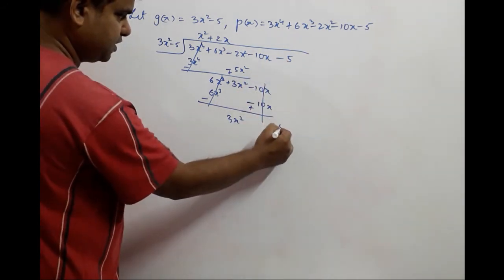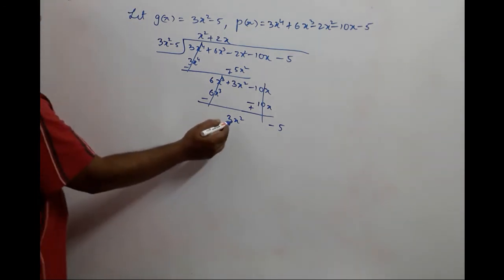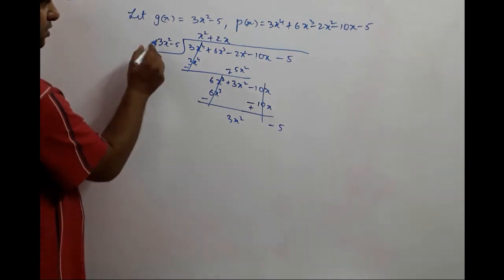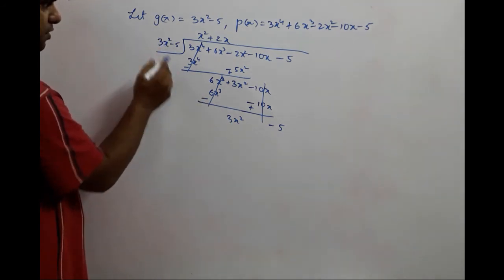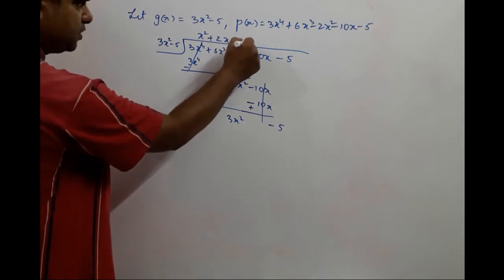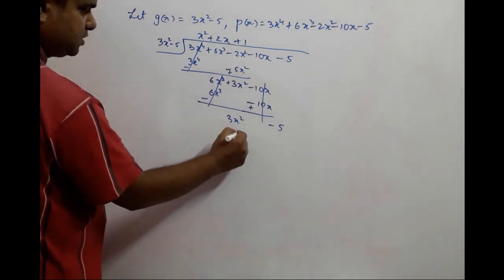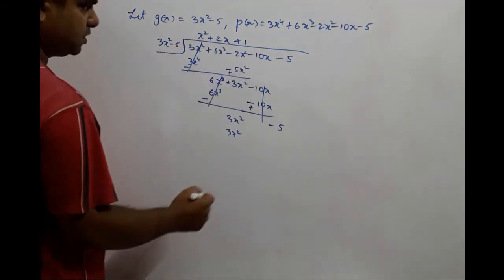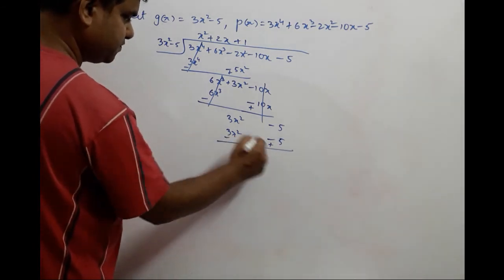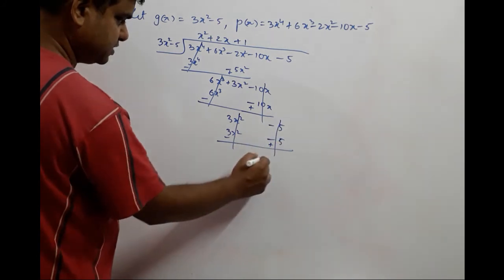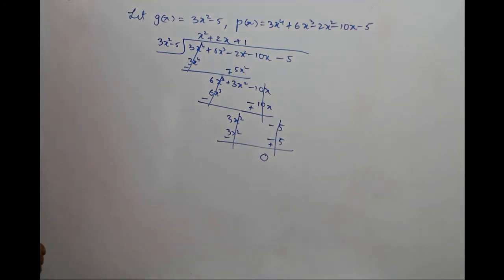We'll bring minus 5 down. Now in this case, the coefficient and the variable are the same, the power is the same, we just write plus 1 over here, so it will become 3x square. Minus 5 into plus 1 will give us minus 5. Let us change signs, this cancels, and we get the remainder as 0. So just as I said, the remainder has to come 0.